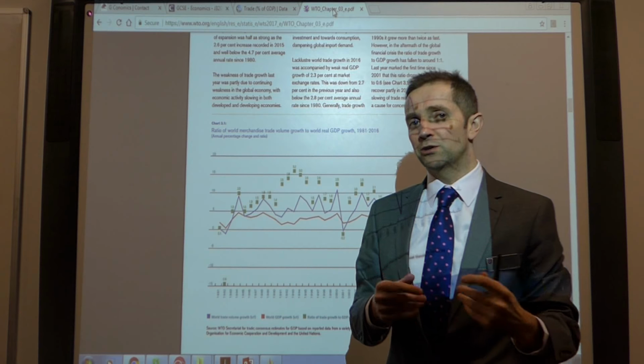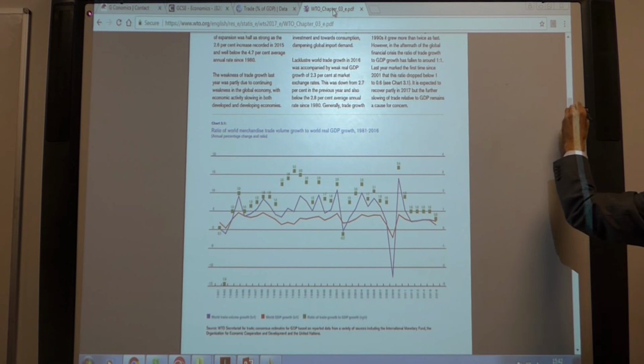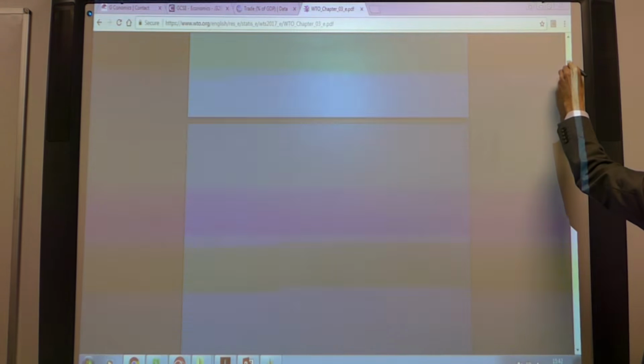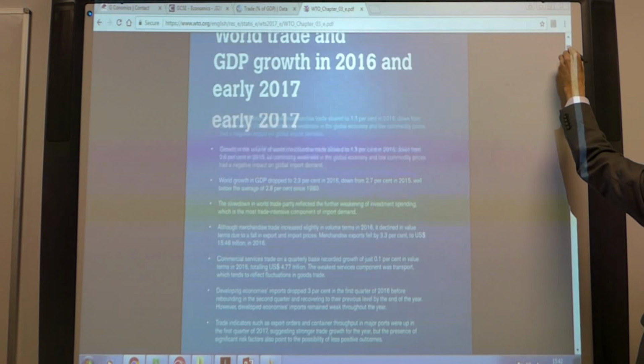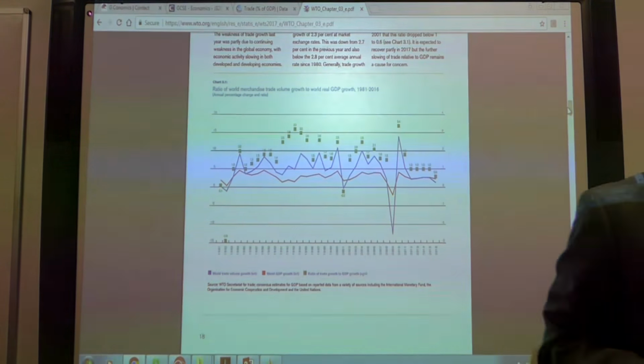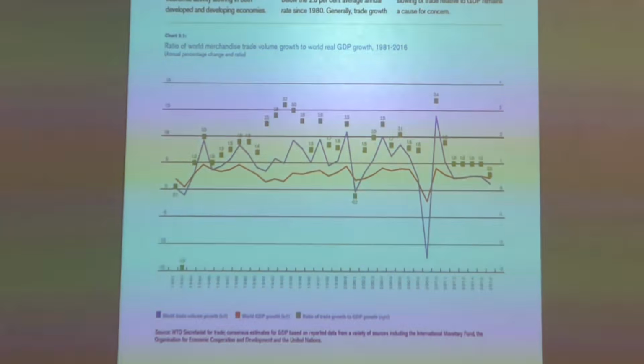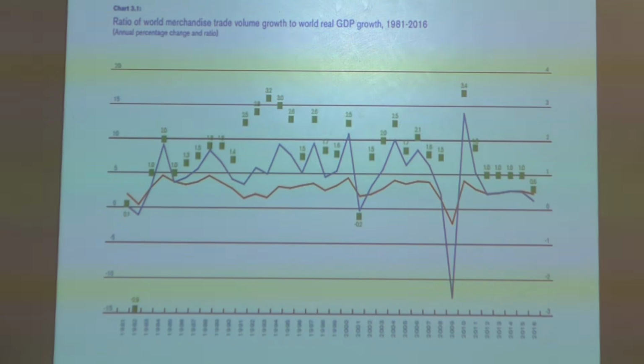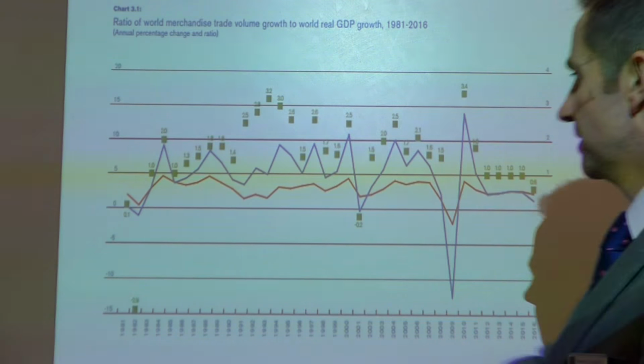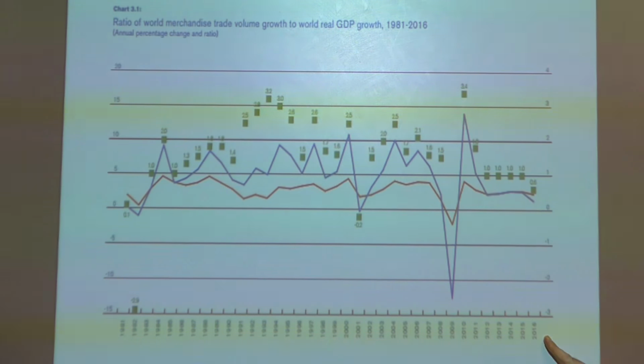So this is a World Trade Organization document which I have Googled. World trade and GDP growth in 2016 and early 2017. Quite an interesting document, ladies and gentlemen. This is an interesting chart here. Let me just zoom in and make sure that you can all see this properly. I hope you can. So, ladies and gents, the time series on this is from 1981 through to 2016.